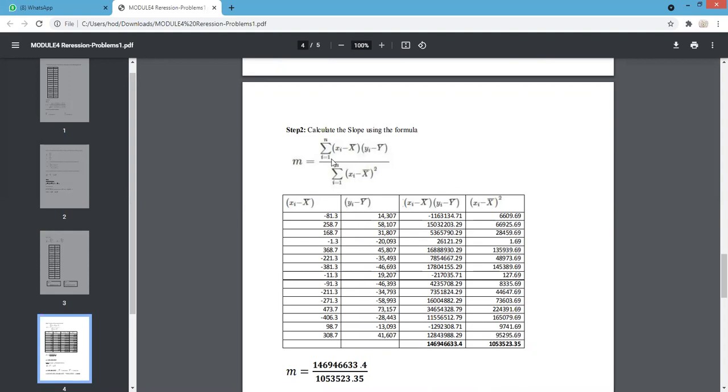Now here we have summation of i equal to 1 to n. So that means we need to count all of them. So that sum will be this one.